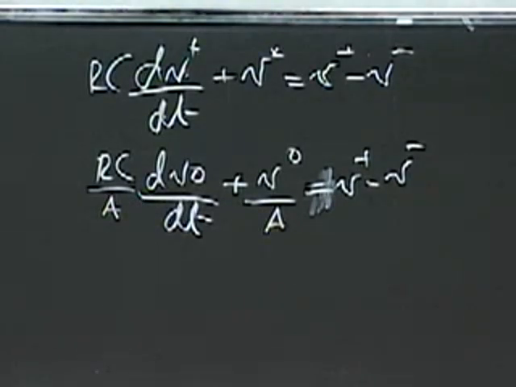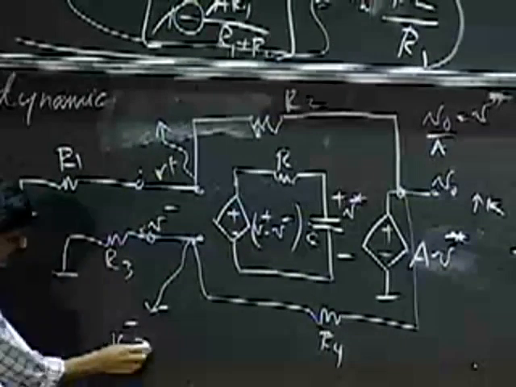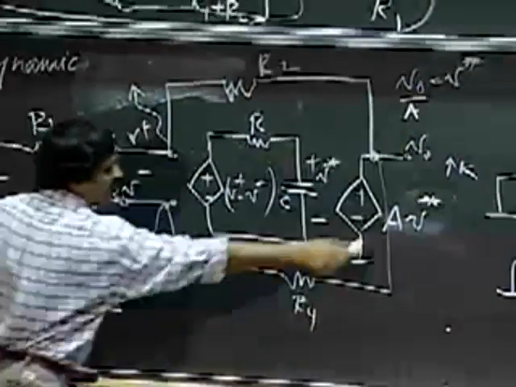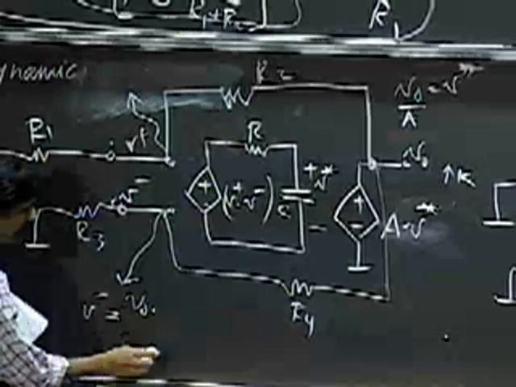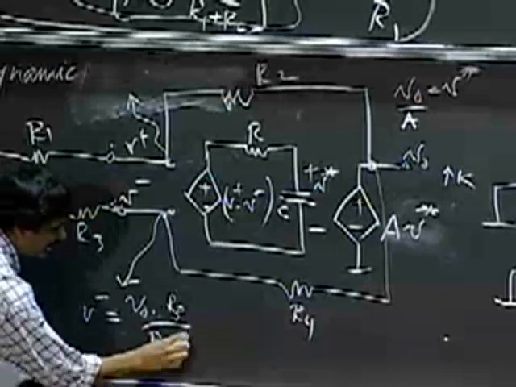Now, I want the equation in V naught. So I need to express V plus and V minus in terms of V naught. What are these expressions? The expression for V minus is V naught through this voltage divider. So it's V naught times R3 divided by R3 plus R4.